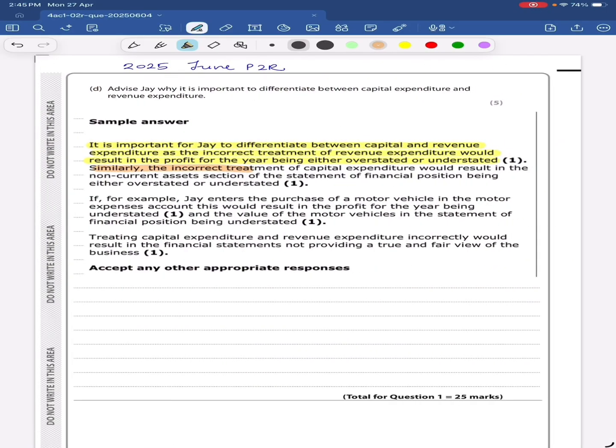Similarly, the incorrect treatment of capital expenditure would result in the non-current asset section of the statement of financial position being overstated or understated. Now, linking back to the example, if J enters the purchase of a motor vehicle in the motor expenses account, this would result in the profit for the year being understated, and the value of motor vehicles in the statement of financial position being overstated.